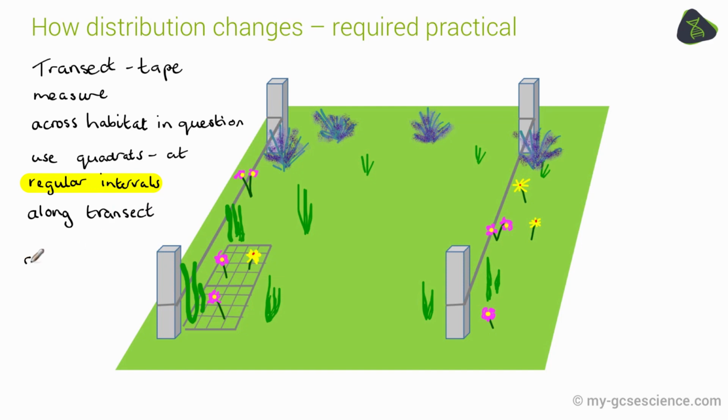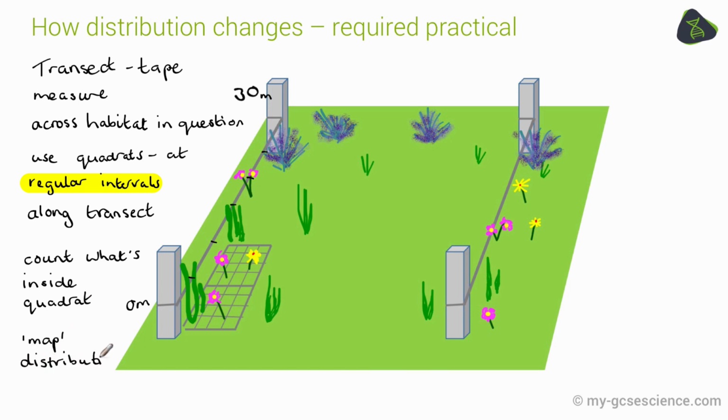In this image, the transect is in between two posts. Regular intervals are marked along this transect, and at regular intervals, such as at every metre or every 5 or 10 metres, a quadrat is placed onto the ground. Whatever is in it is counted. To ensure the distribution map of the species is reliable, a repeat transect would be done. Here the transect must be placed parallel to the previous one.